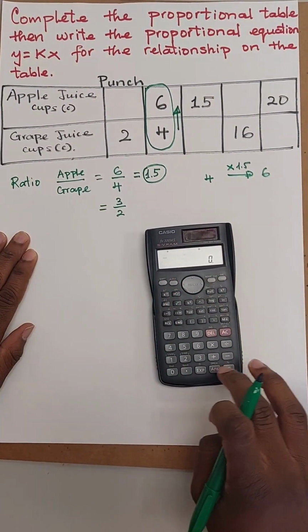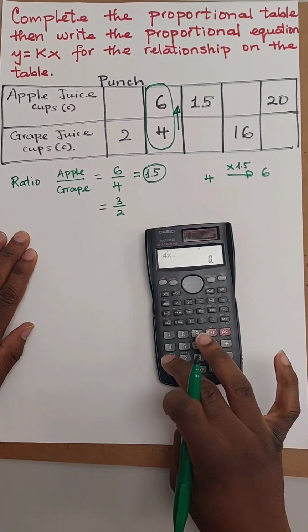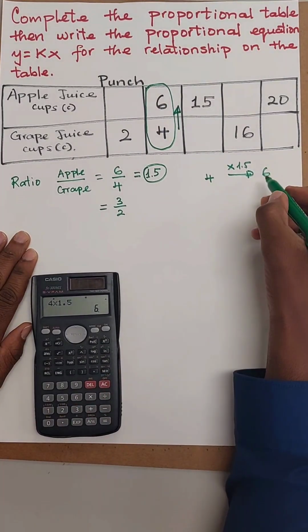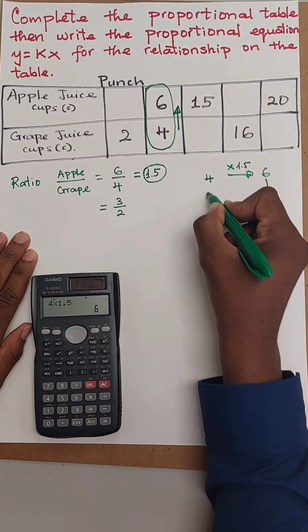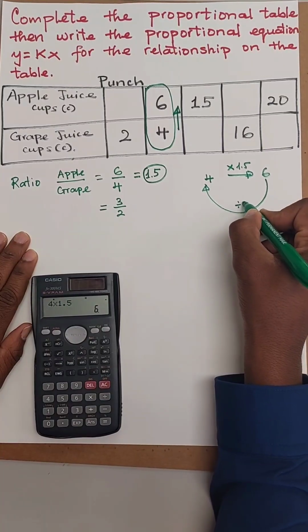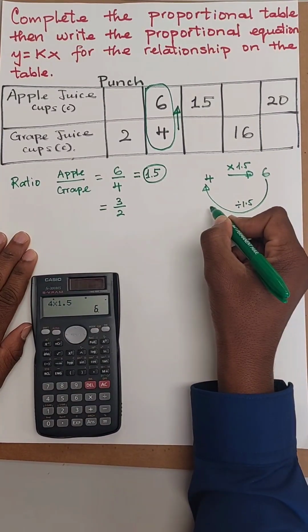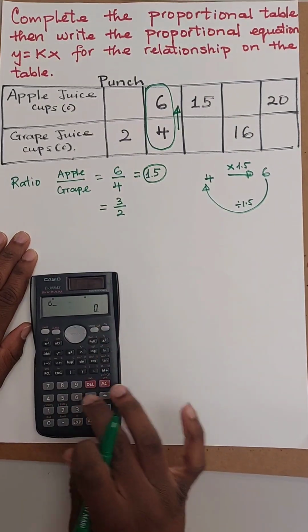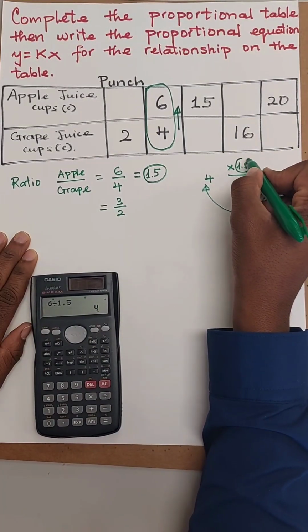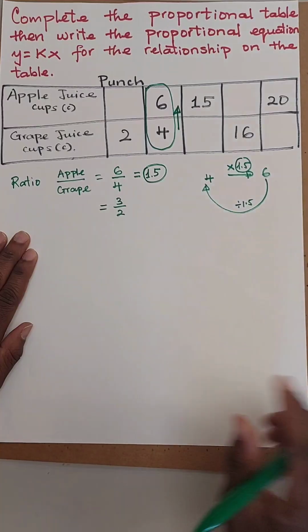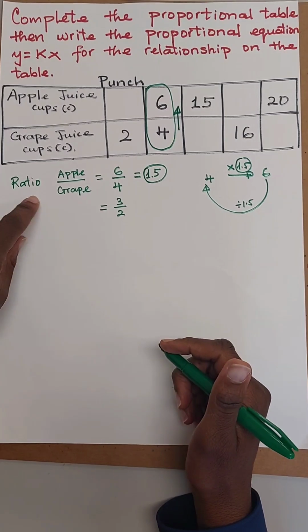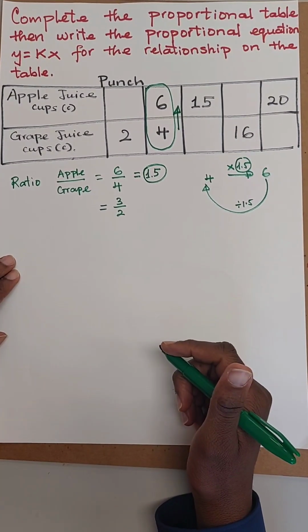So find out if it is working. Get a calculator. 4 times 1.5, boom, 6. Okay, there is a reverse direction. If you decide to go from 6 to 4, do the reverse of this multiplication. So you would divide by 1.5 if you decide to go from 6 to 4. 6 divided by 1.5. Calculator, 6 divided by 1.5. Boom, 4. So this number is very important and it will be used to find the missing values on this table. So that ratio is also called the constant of proportionality.